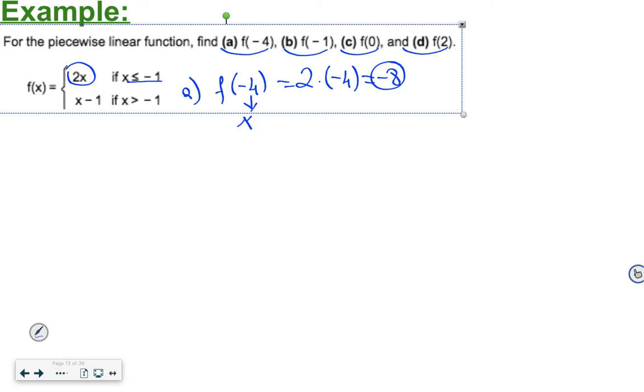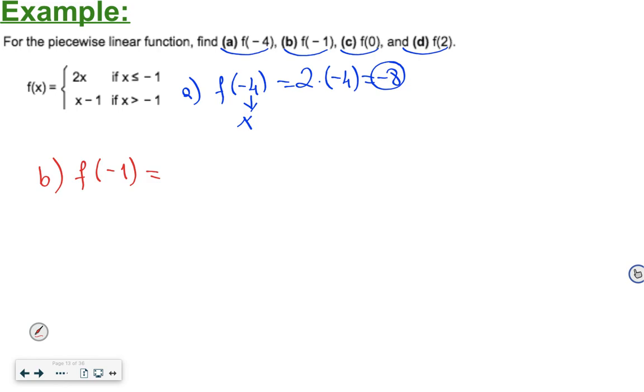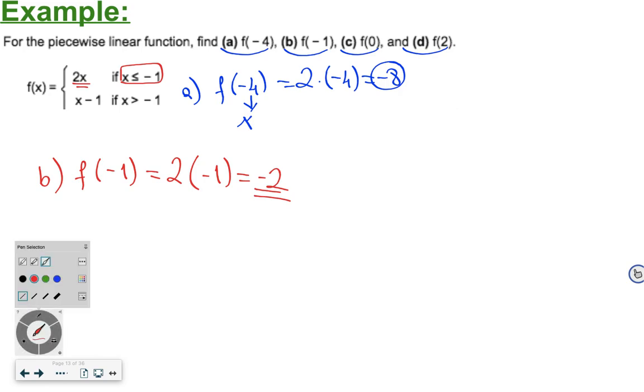Now look at B. It says f of negative 1. First of all, is negative 1 located in the first interval or the second interval? This is one of the nice questions. Negative 1 is defined in the first interval. That's why I am going to use the equation 2x again. So 2 times x, which is negative 1. So the answer is negative 2.